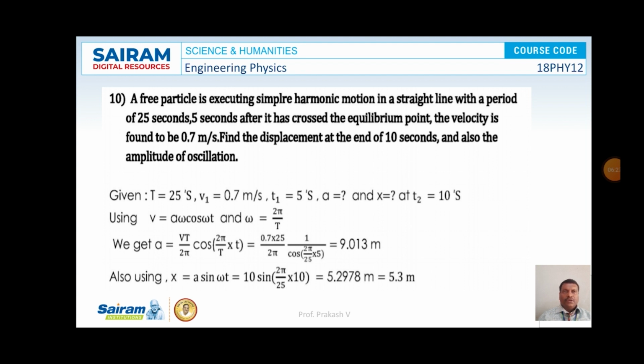So using the formula, we know that mu is equal to A omega cos omega t, and omega is equal to 2 pi by T. Further, A is equal to VT by 2 pi into cos 2 pi by T into t. So by substituting the values, we will get the value of A as 9.013 meter, and the value of x is equal to A sin omega t, that is nothing but 10 sin 2 pi by 25 into 10. On simplification, the value of x is 5.2978 meter, or which is equivalent to 5.3 meter.